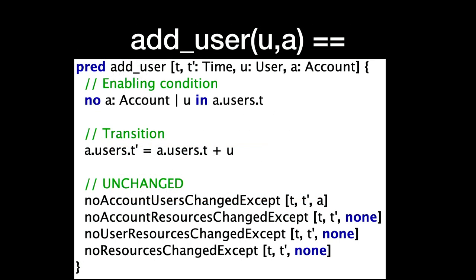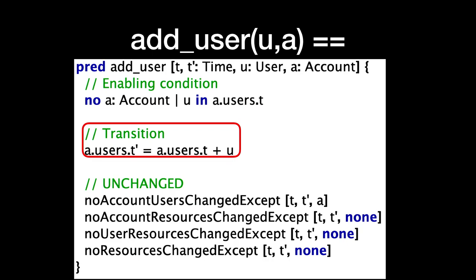This is what the add user action actually looks like. It too is a predicate taking two points in time. We're going to have an enabling condition, just like we do in TLA+. So we're saying there should be no account A such that U belongs to that account at time T. Right? We only want to be able to add a user to an account if the user doesn't already belong to an account. That seems like a reasonable operation. So that's our enabling condition. You can only perform this add user if the user doesn't already belong to some other account.